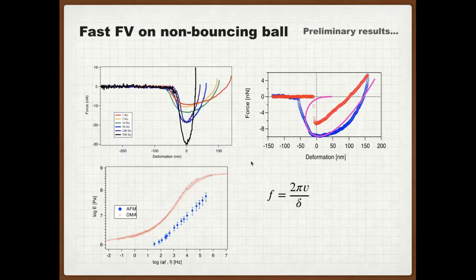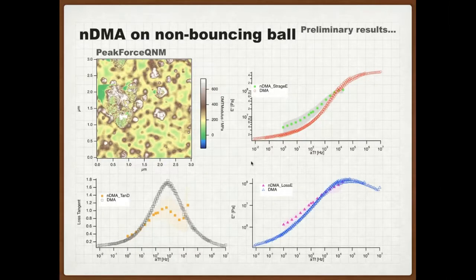But anyway, we did the nano-DMA on this non-bouncing ball, and this is the data. This image is the peak force QNM, the DMT modulus data. On this region, here are the fillers, but here is the matrix region.